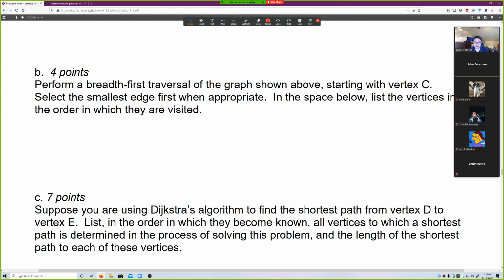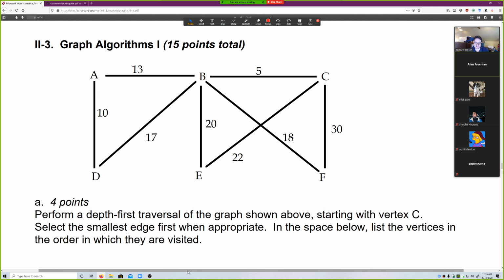Suppose you're using Dijkstra's algorithm to find the shortest path from D to E. List, in the order in which they become known, all vertices to which the shortest path is determined in the process, and the length of the shortest path. Right? So it's just saying do Dijkstra's.